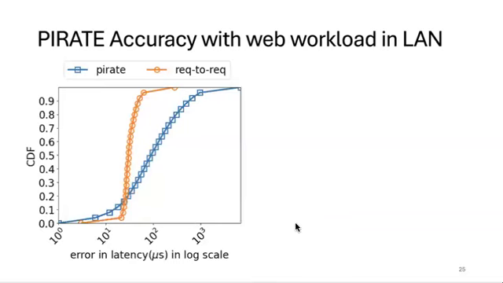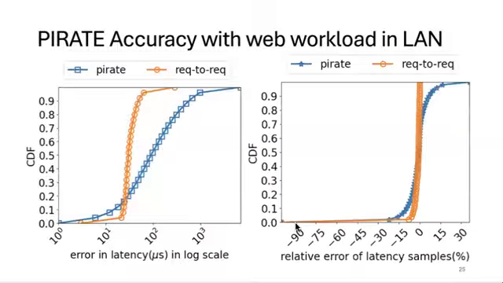So the graph shows that the relative error of the request to request and Pirate from the baseline is almost 0%. So Pirate has a relative error of minus 15 to 15, but it is 0% in around 80 to 85% of the cases.